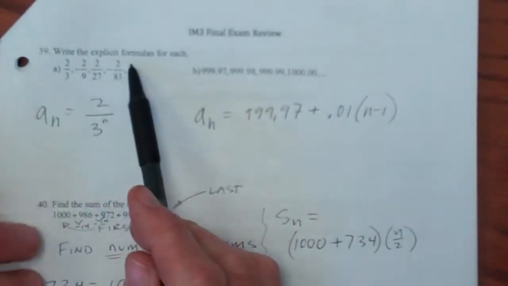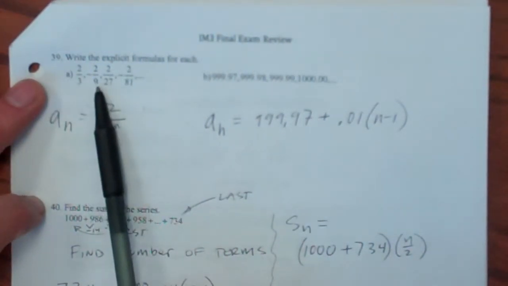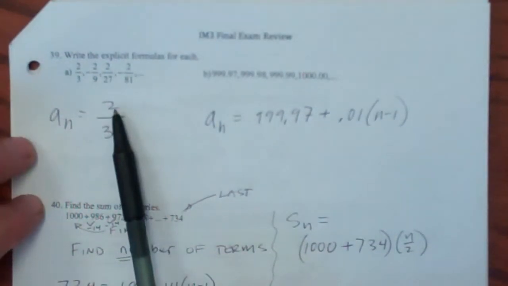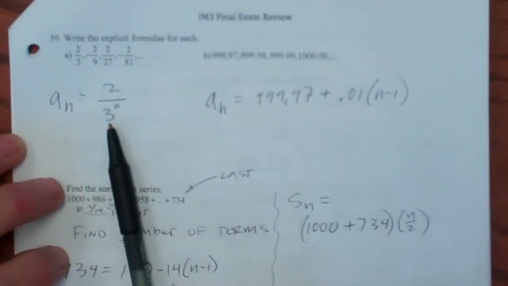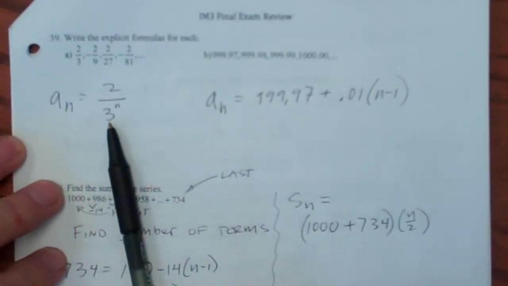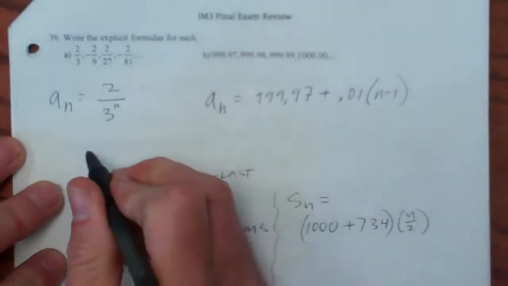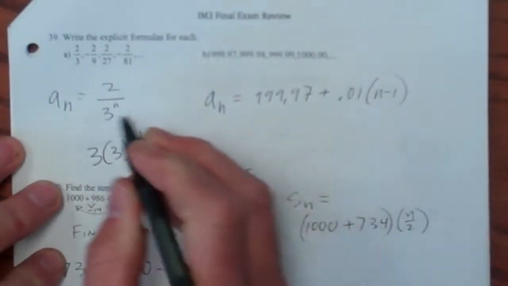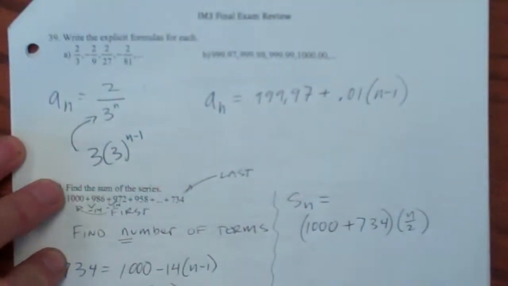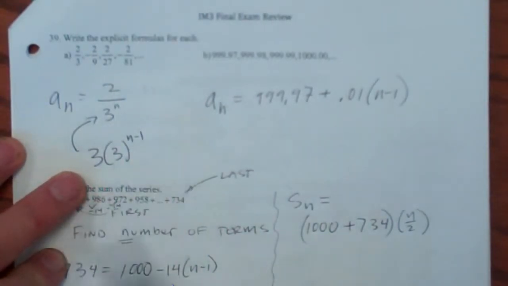Write the explicit formula. If you look at this carefully, the 2 is not changing. Down below it's multiplying by 3, so I simply put it over our explicit formula for a geometric like the other problem and simplified. That's all you got going there. You could have written it as 3 times 3 to the n minus 1 if you'd wanted to, but that's overcomplicating it. But that is the first term, and then that's the multiplier.